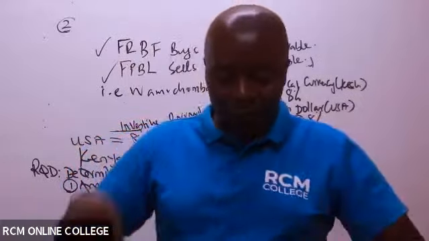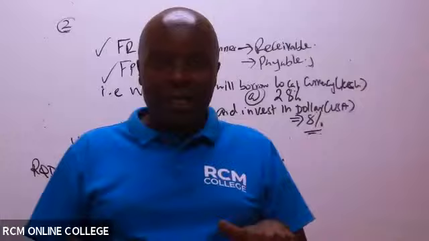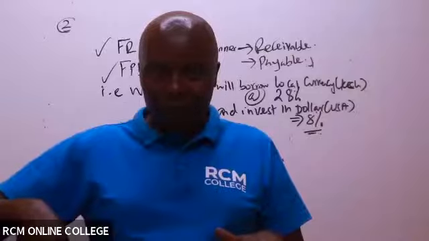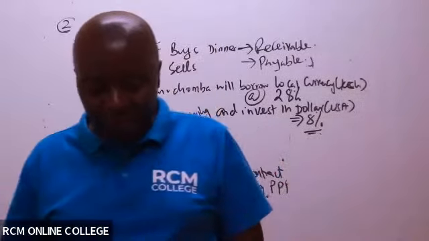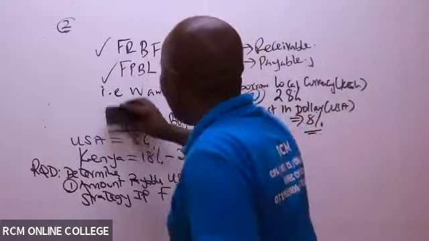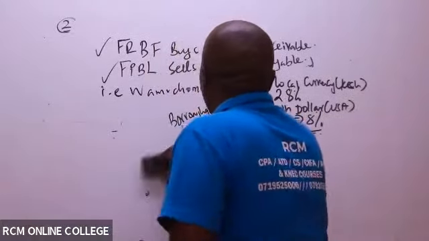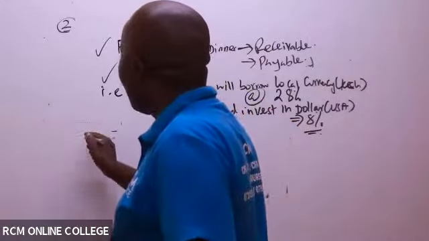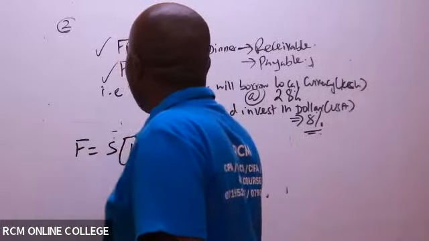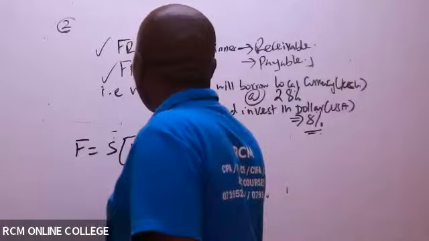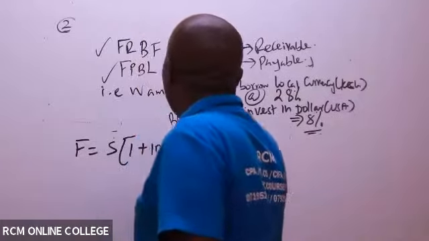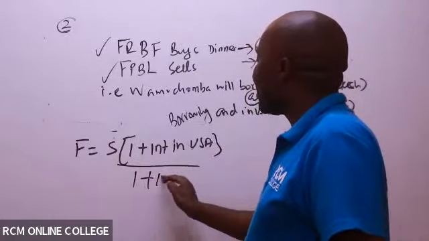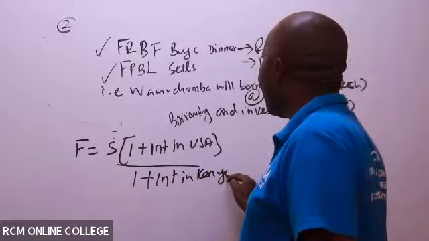So remember, in the money market you've got 2 legs. The first leg, Wamchomba is borrowing local. The second leg, investing in dollars. Now from there, I can write my IRP, interest rate parity equation. So my equation here is F equals S into 1 plus interest rate in USA, remember how the spot was written, all over 1 plus interest rate in Kenya.